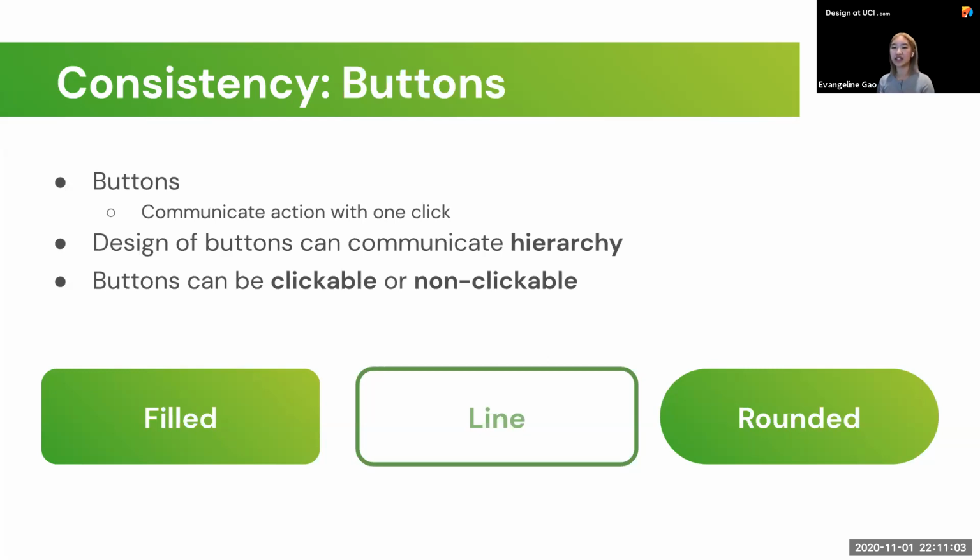The design of buttons is also something that can communicate hierarchy. As Sophia brought up in the previous slides, you want to create hierarchy with your buttons because some buttons are more important than others. For example, if you want a button going forward, you would create more hierarchy, maybe with a filled button instead of a line button, because that creates more intent of action for your user. Also, buttons can be clickable or non-clickable. Some buttons aren't meant to be interacted with. They're simply either there for future interaction or you just don't want them to interact with that shape.